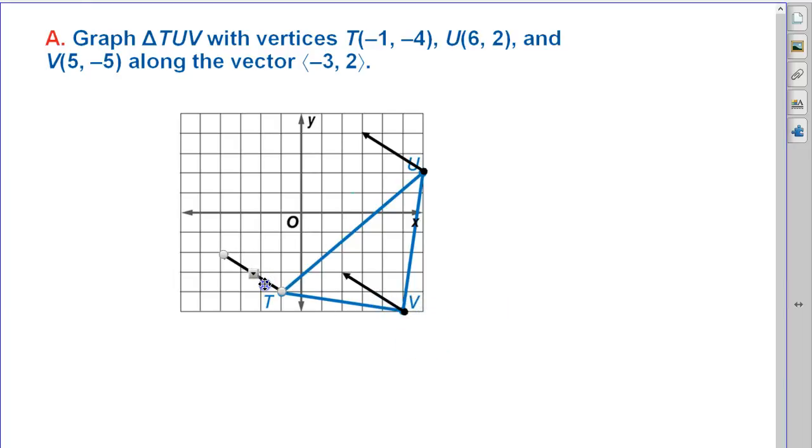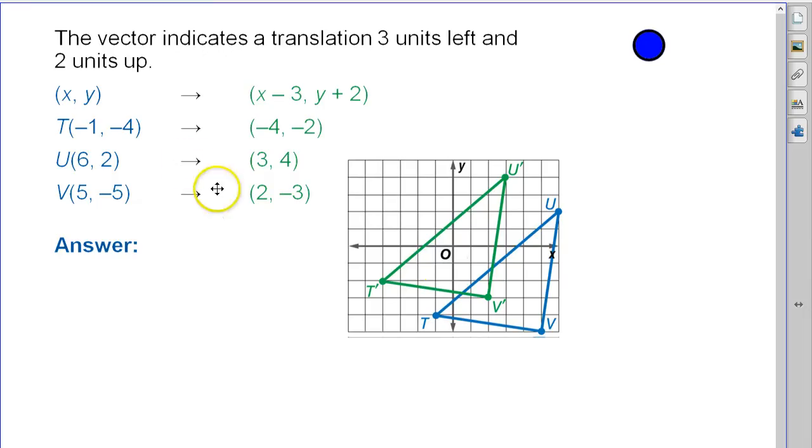Left 3, up 2. And when I do that, I get this figure right here, where they all went left 3, up 2. Now the way to do it, the formula is to take all the x values, subtract 3, and take all the y's, add 2. 6 minus 3 is 3, 2 plus 2 is 4. 5 minus 3 is 2, negative 5 plus 2 is negative 3.